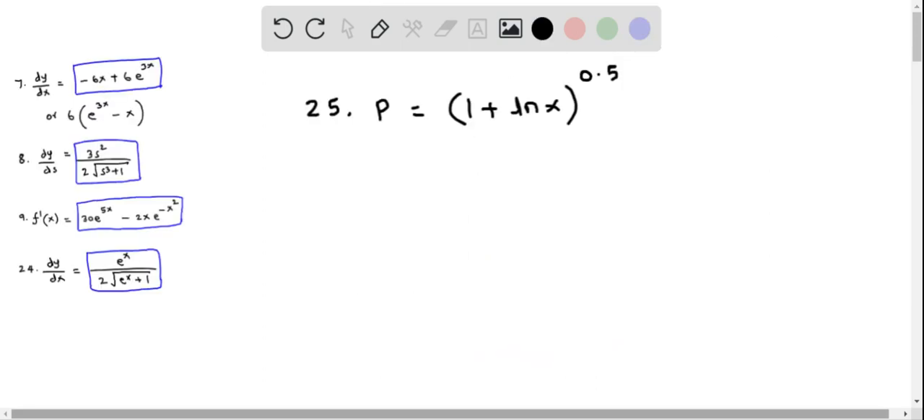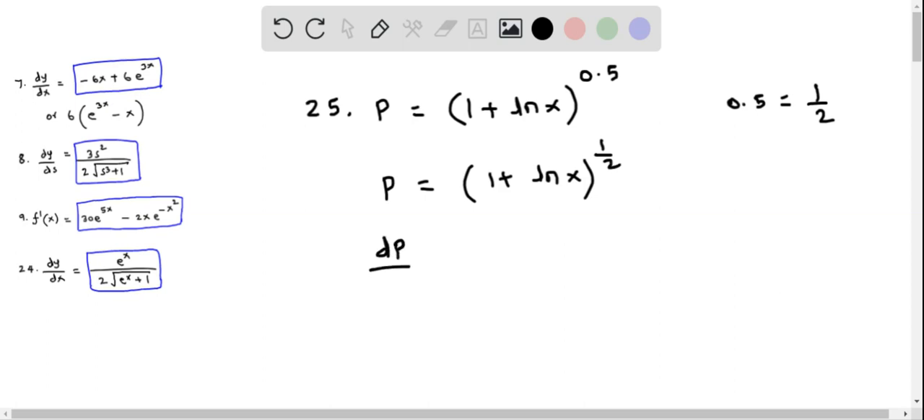And the derivative of this function p equals (1 + natural logarithm of x) raised to the power of 0.5. First, I'm going to write this as p equals (1 + ln x). This 0.5 can be written in terms of fraction as half. So I write this as 1/2. Now we find the derivative on both sides.